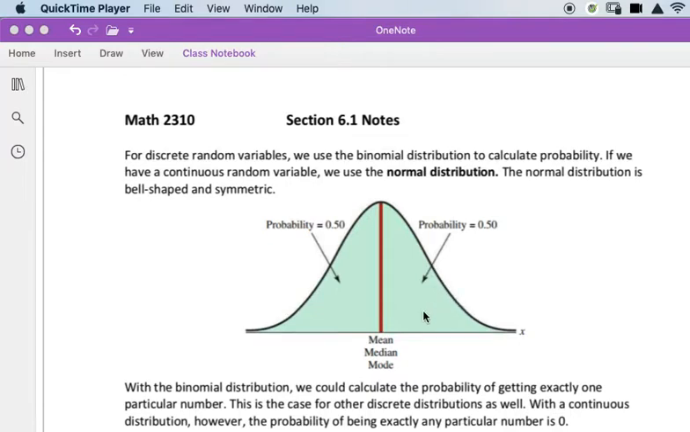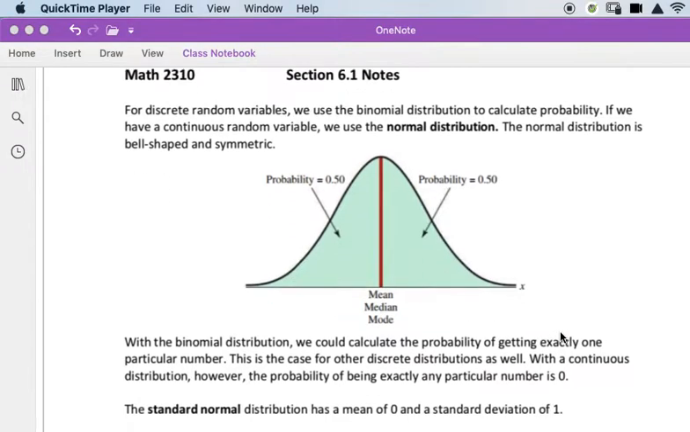So in the normal distribution, the mean and median are in the center of the distribution. It's symmetric, and the probability of something being greater than the mean is 50%. The probability of something being less than the mean is also 50%.